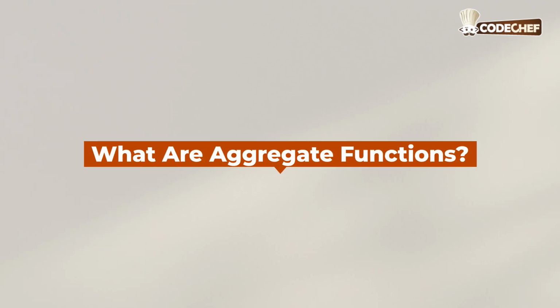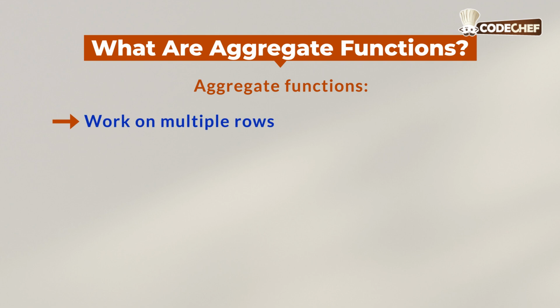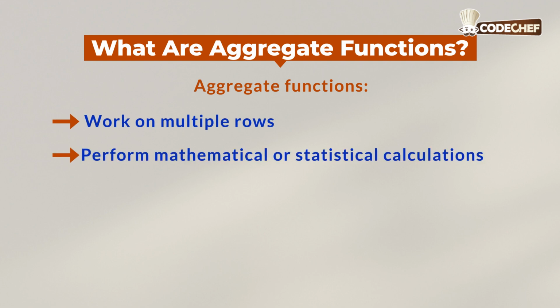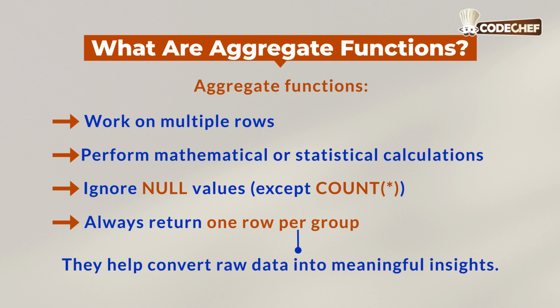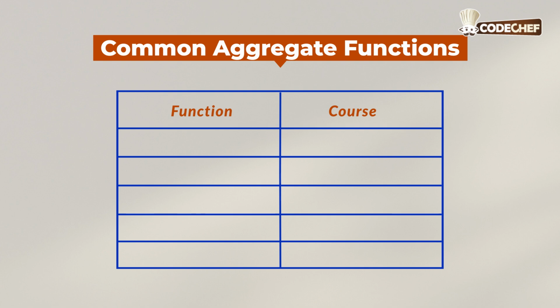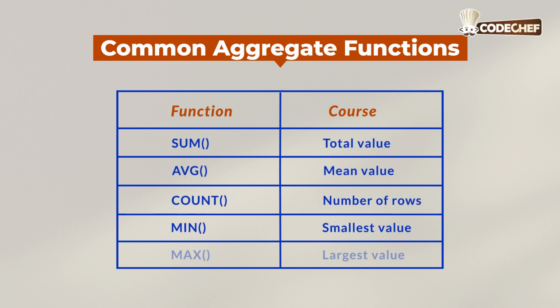What are aggregate functions? Aggregate functions work on multiple rows, perform mathematical or statistical calculations, ignore null values except count with star, and always return one row per group. They help convert raw data into meaningful insights. Common aggregate functions are sum, average, count, min, and max. We have already discussed the count, min and max functions in our previous videos, and today we will discuss the sum function, which gives the total value, and average, which gives the mean value.